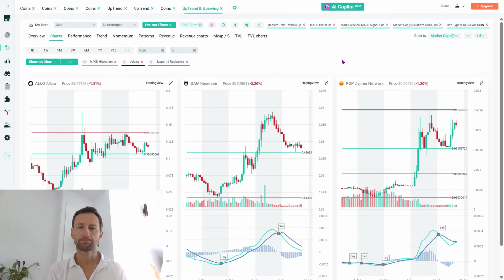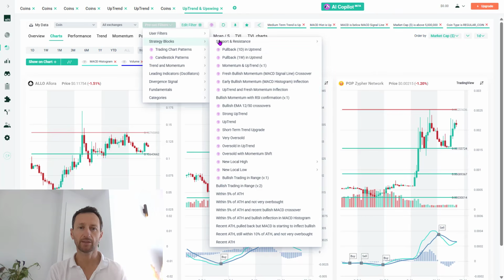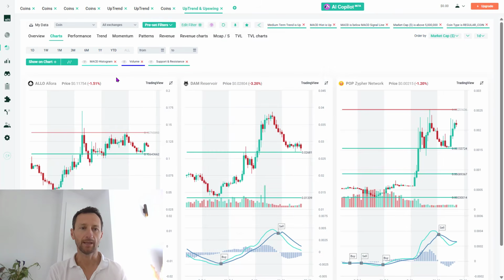Again, great preset market scan. You can find it here. It's called, again, Uptrend and Fresh Momentum Inflection. Another way to look for some interesting trade ideas and leverage that support and resistance for your exit and entry as well.